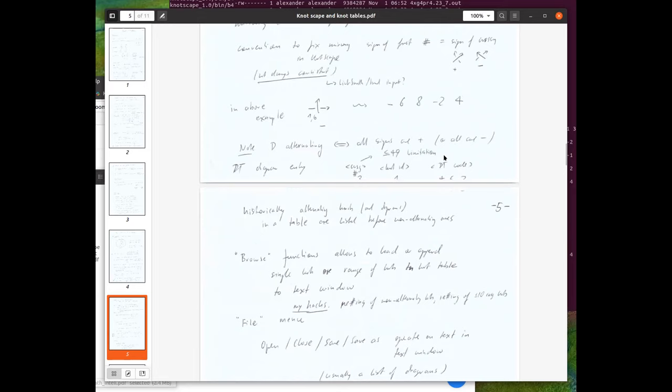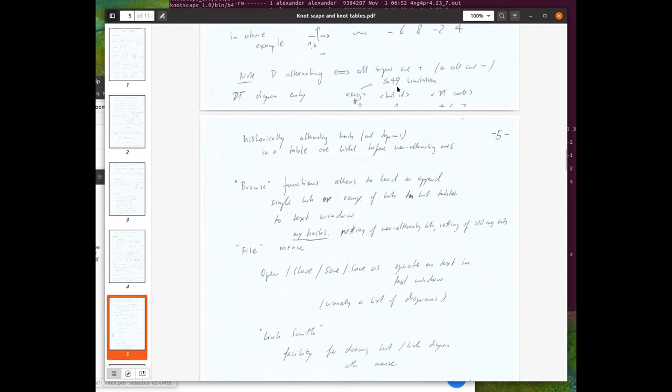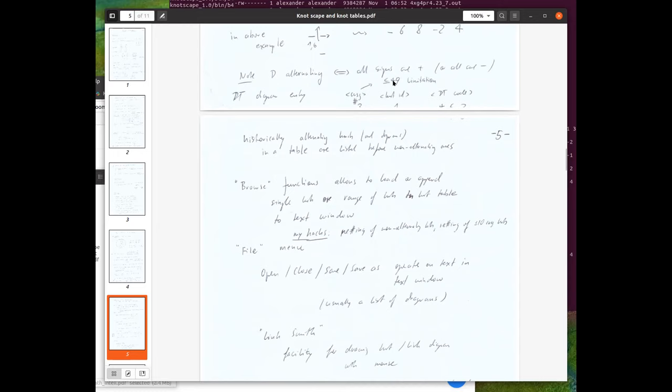Also, there is a limit in the usage of diagrams in Knotscape, which is 49 crossings. This can be lifted, but anyway, Knotscape is not really meant for very complicated computation. So usually most of the features will not work if you try to input diagrams with more than 49 crossings. And the format of a diagram should always be written in this form.